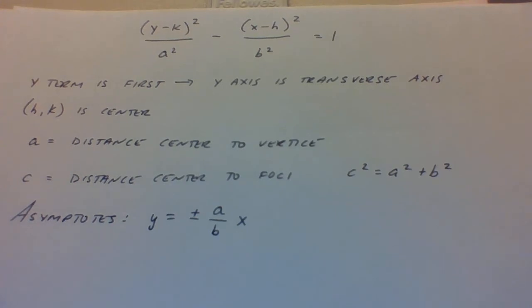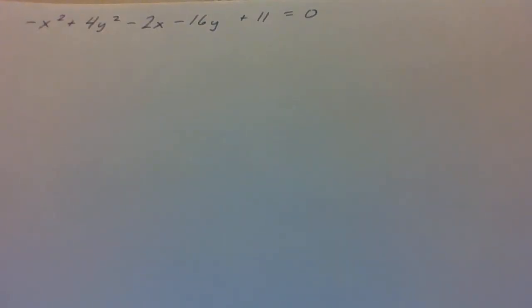And when we're working with hyperbolas that open up-down, our equations for our asymptotes are going to be y equals plus or minus a over b times x. Let's go ahead and take a look at this example. We have negative x squared plus 4y squared minus 2x minus 16y plus 11 equals 0. And we want to go ahead and put this in standard form for our hyperbola.